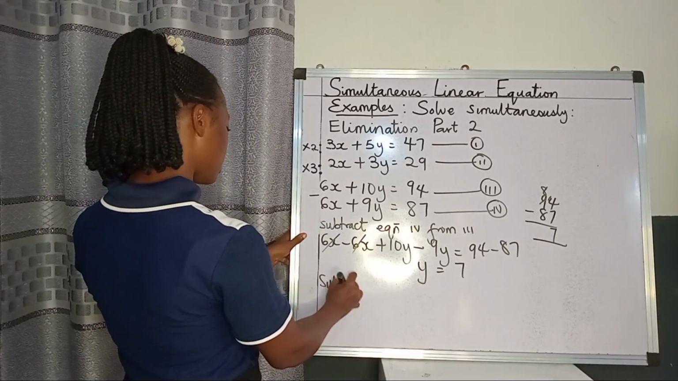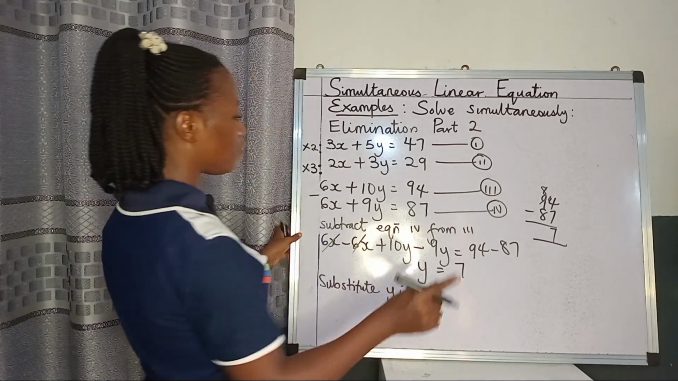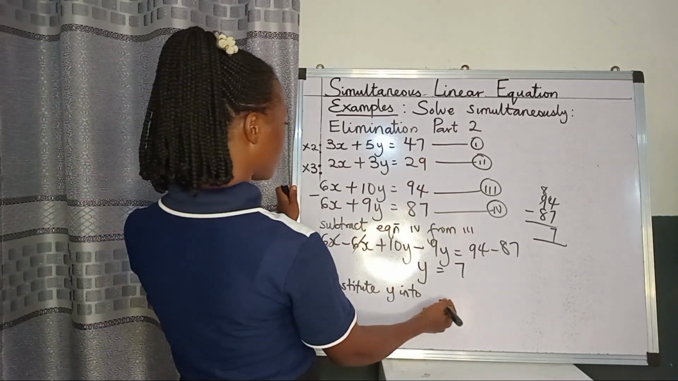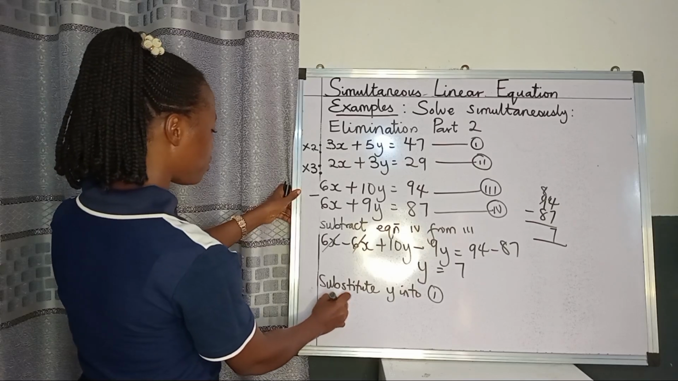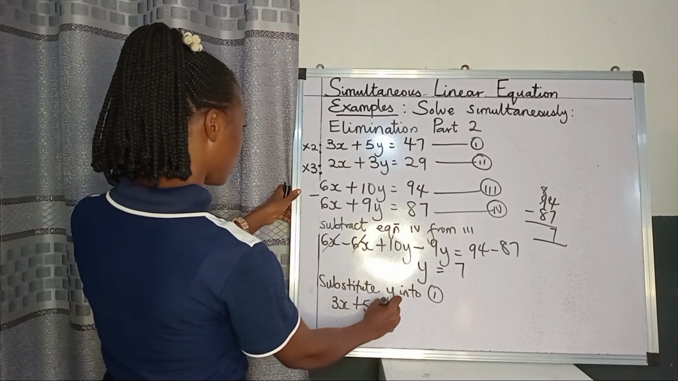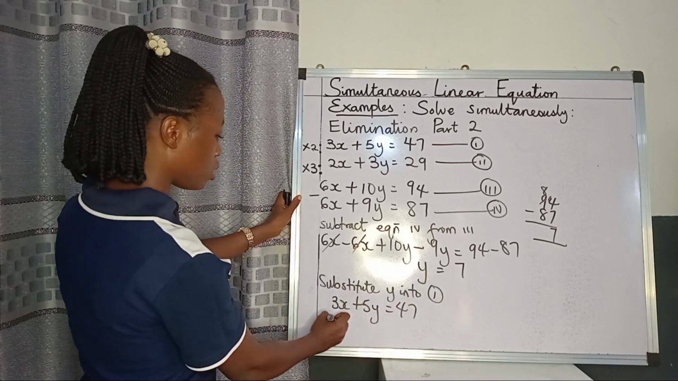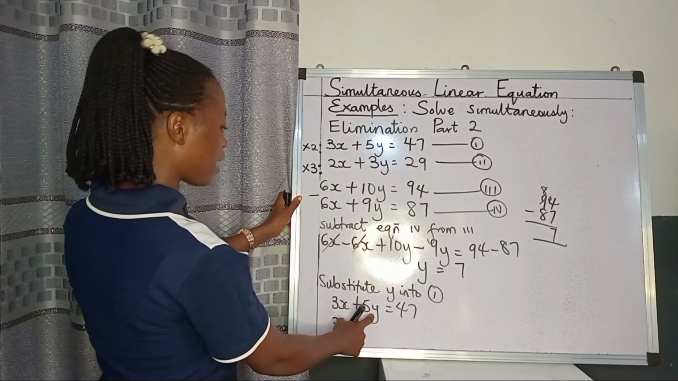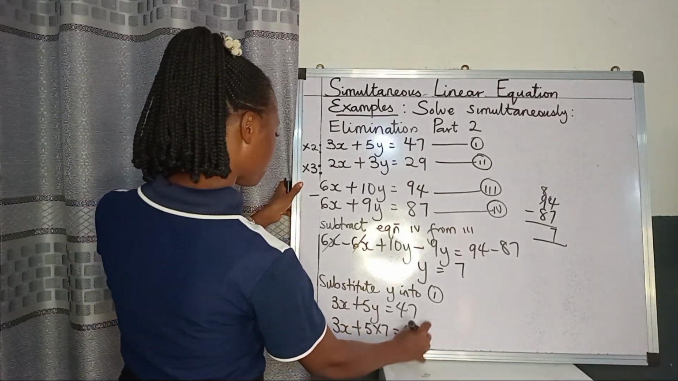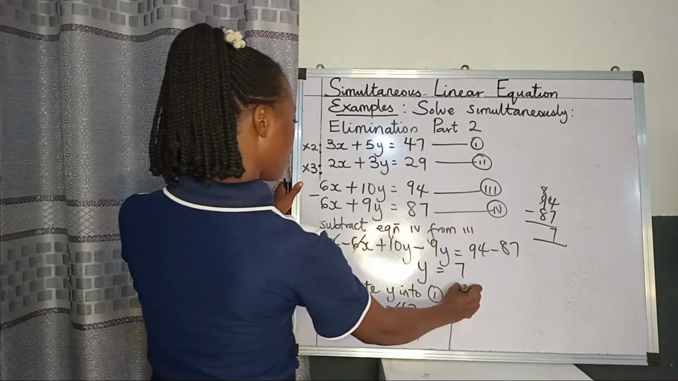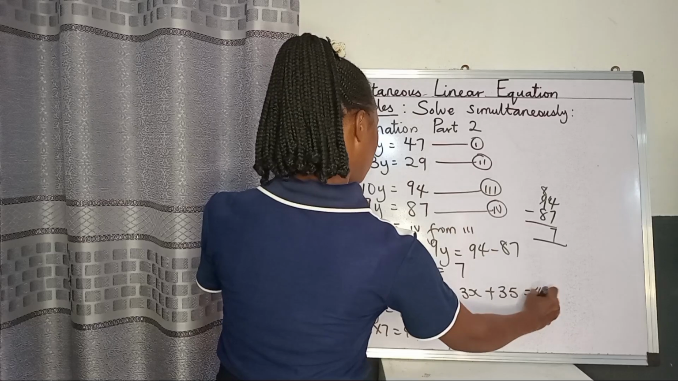Now for me to get x, I'll simply substitute the value of y into any of the equations, maybe equation 1 or equation 2. So let's use equation 1. I have 3x plus 5y equal to 47. Anywhere I see y, I will put 7 in this equation. So 3x plus 5y means 5 times y, so I'm going to have 5 times 7. Moving on, we have 3x plus 35, since 5 times 7 is 35, equals 47.